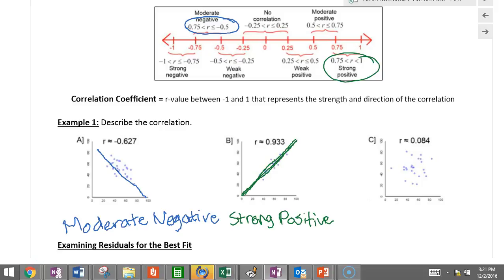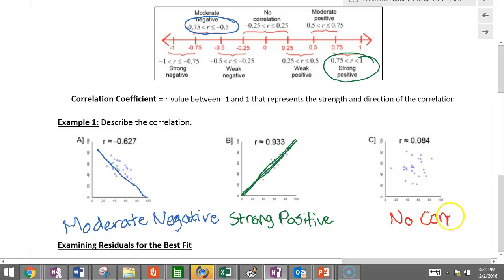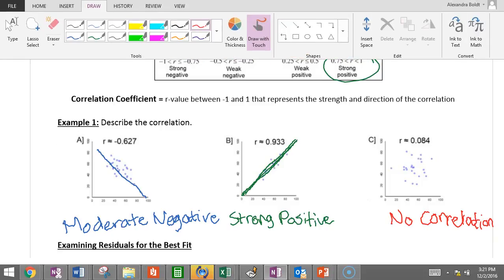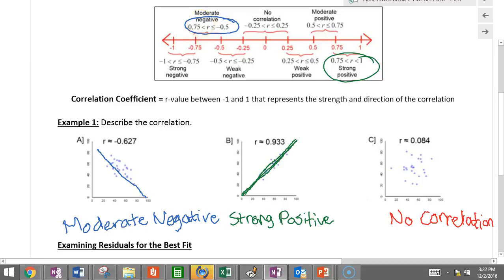And for C, technically that number is positive, but really it's no correlation. When you're that close to 0, these points aren't really related at all. So that's no correlation. Again, I don't even know how to draw a line through these points. I guess technically, maybe like that. None of those points make a line.